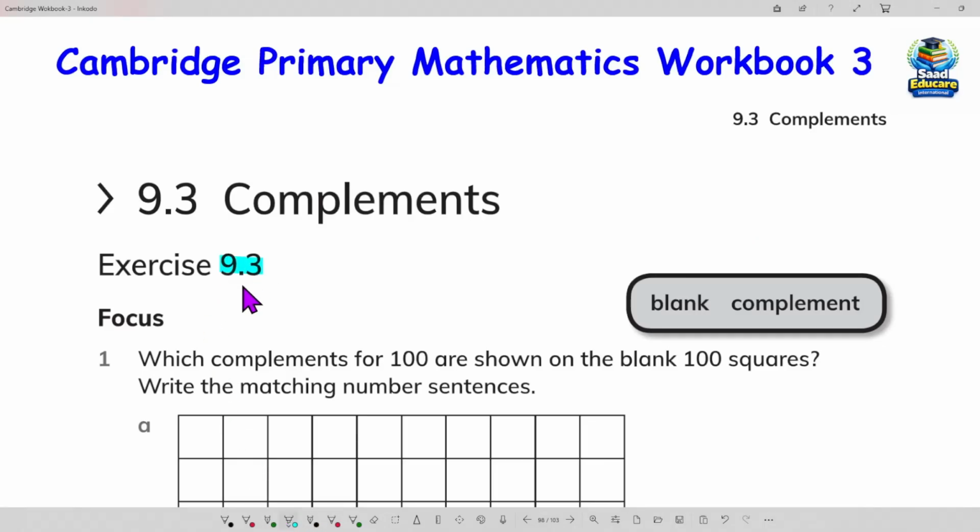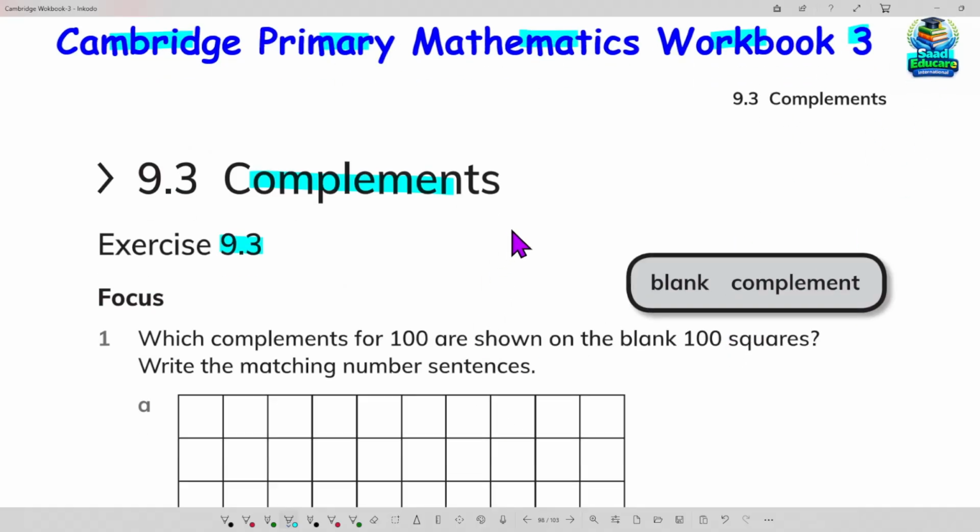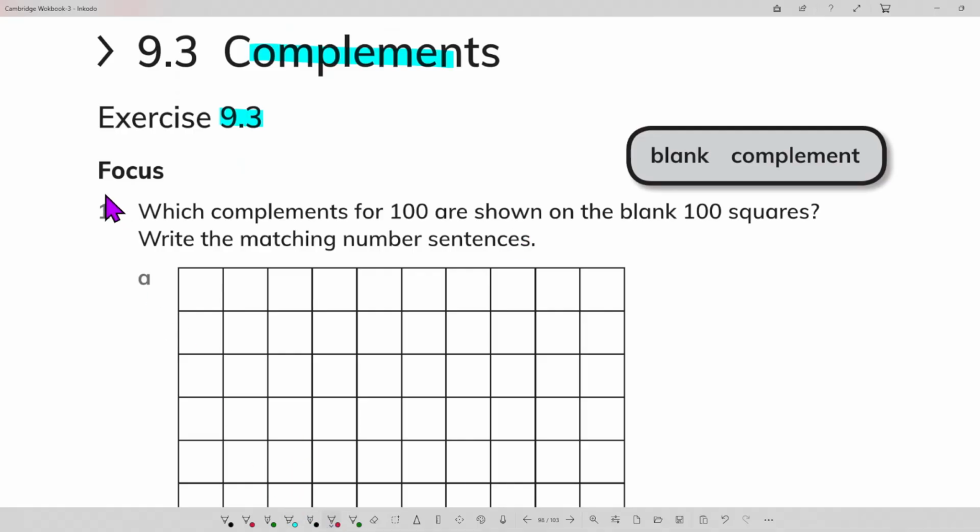Exercise 9.3 Complements of Cambridge Primary Mathematics Workbook 3. Welcome to Sad Educare. Focus. Question 1.